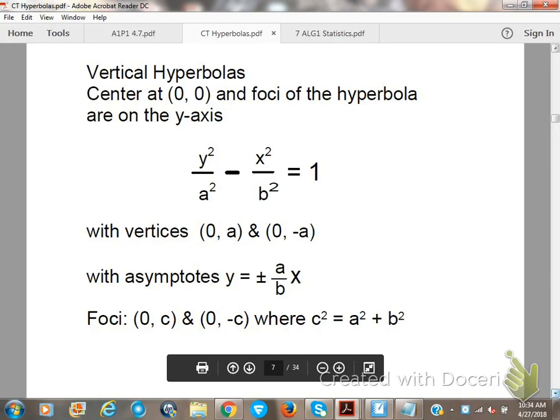I still have c squared equaling a squared plus b squared. The vertices are still found by a, foci are still found by c, but the asymptotes now are plus or minus a over b x.